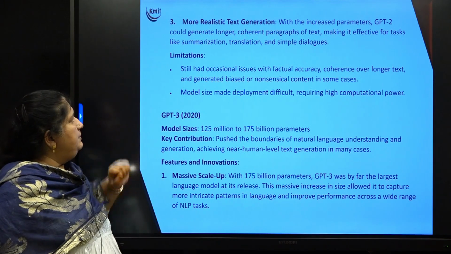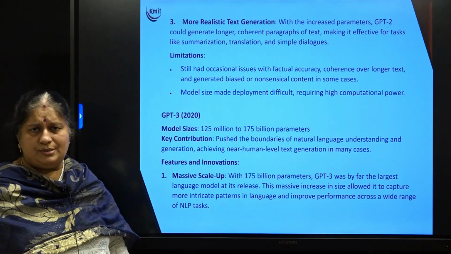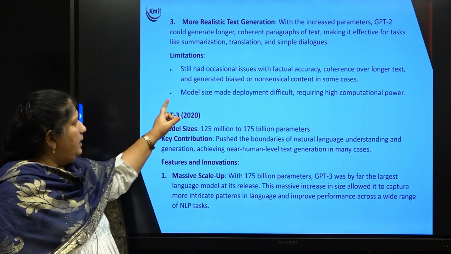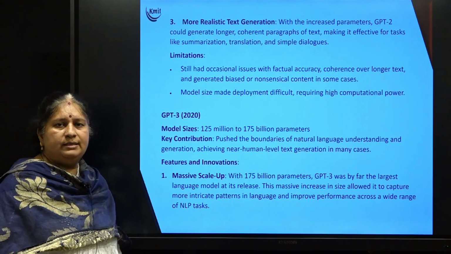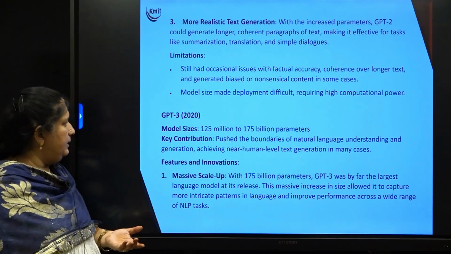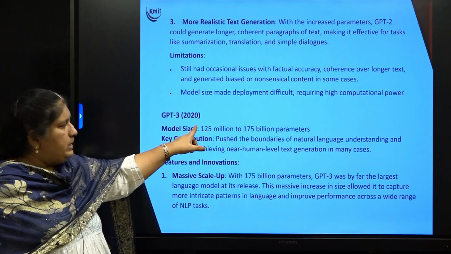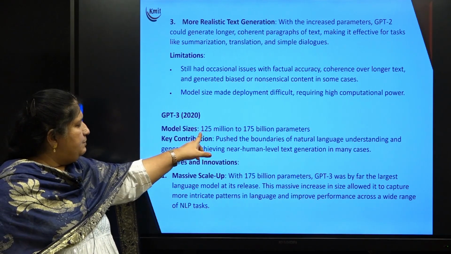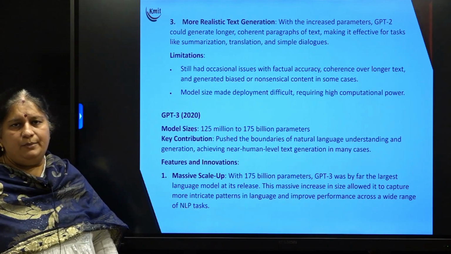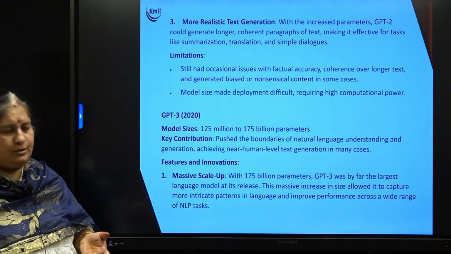What are the limitations of this one? Again, accuracy issues are there in spite of giving a larger data set, and deploying the model might be difficult because of its increased size. Coming to GPT-3, introduced in 2020, which has 1.25 billion to 1.75 billion parameters. Now the models are going up to 2 billion parameters also.